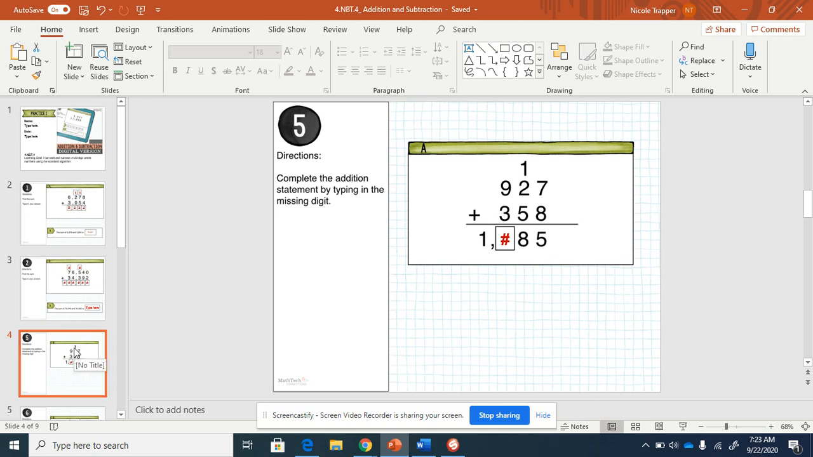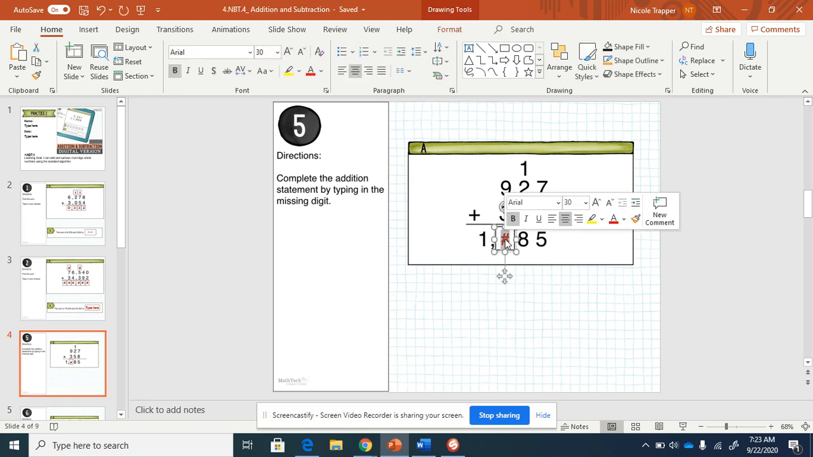It's number 5. 927 plus 358. This one has a missing digit in the answer. So I'm going to just go through and solve starting at the beginning still so I can find my missing digit. 7 plus 8 is 15. Bring the 1 up here to the tens. 1 plus 2 plus 5 is 8. 9 plus 3 is 12. I see that they already regrouped the 1, so my answer here would be 2.